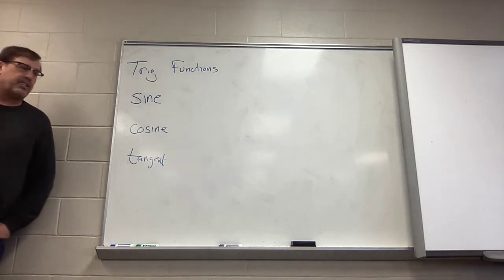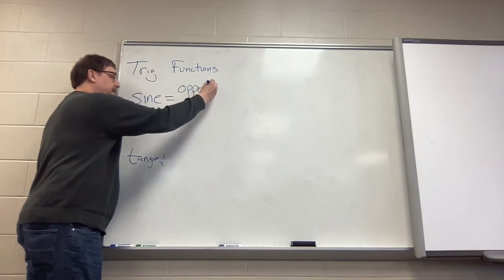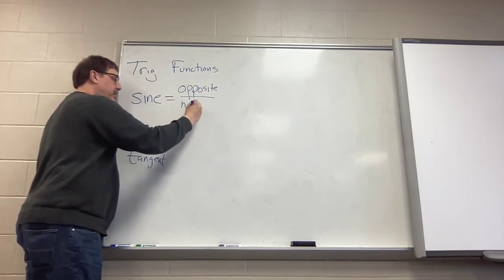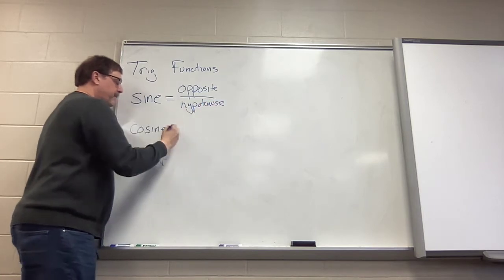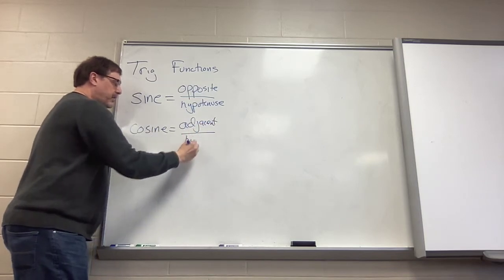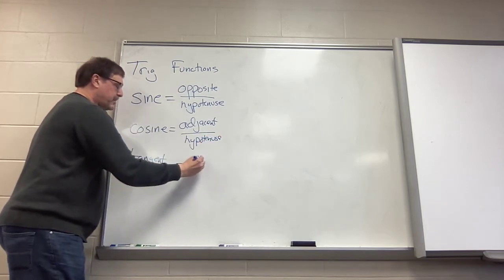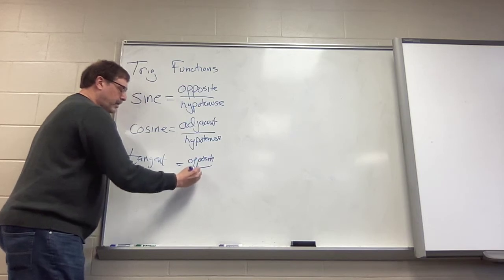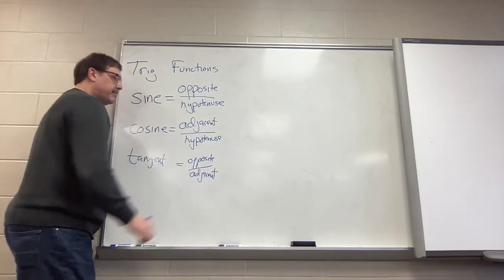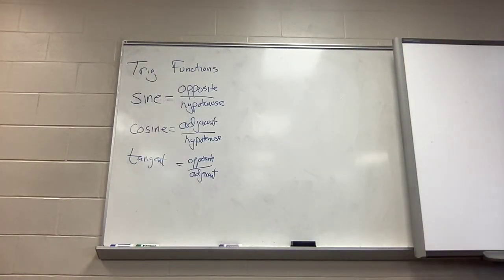And these all have definitions, and I would like you to write this down. Sine is the opposite over the hypotenuse. The cosine is the adjacent over the hypotenuse. And the tangent is the opposite over the adjacent. And that is something all of us will be memorizing.